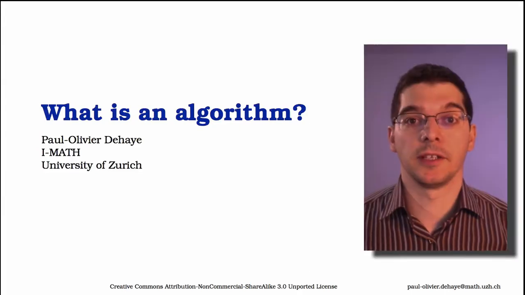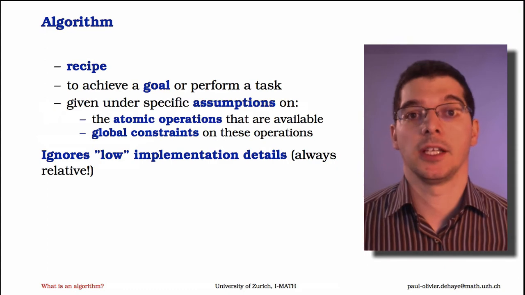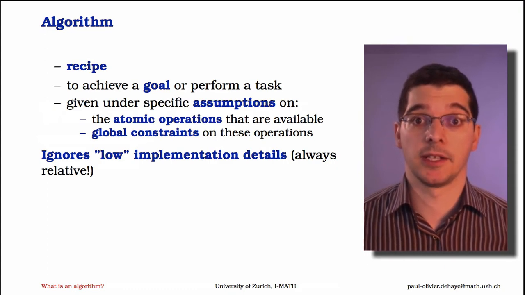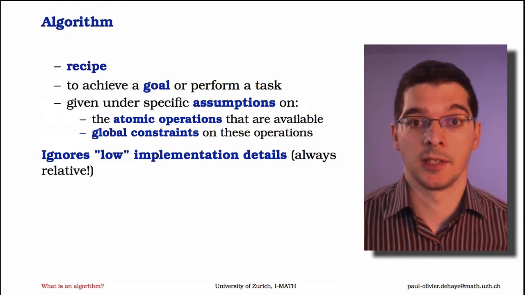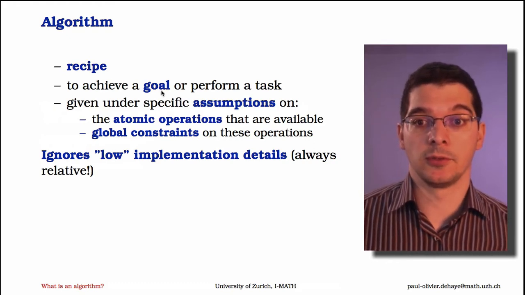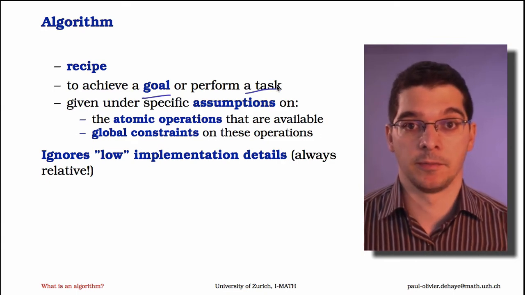So the goal now is to define the concept of an algorithm. So what is an algorithm? Well, the first analogy that's always given is that it's a recipe. Well, this recipe better be given for a specific purpose. And indeed, you always want to achieve a goal or perform a task if you are giving an algorithm.